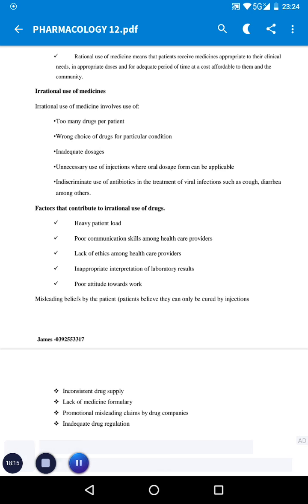And also, there are scenarios where a patient sometimes may give the doctor or the facility wrong information. Now, when you give wrong information, your health and your treatments are determined based on the information you give. So that may also result in irrational use of medicine.